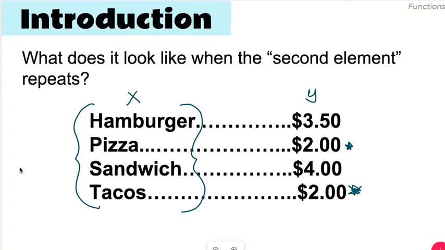So when you're looking and trying to decide if something is a function or not, you can always think back to the menu. If the first values repeated and the second values were different, there's something wrong there. That means you're getting charged different for the same item. Okay, so that may be something that helps you kind of remember as we work through.